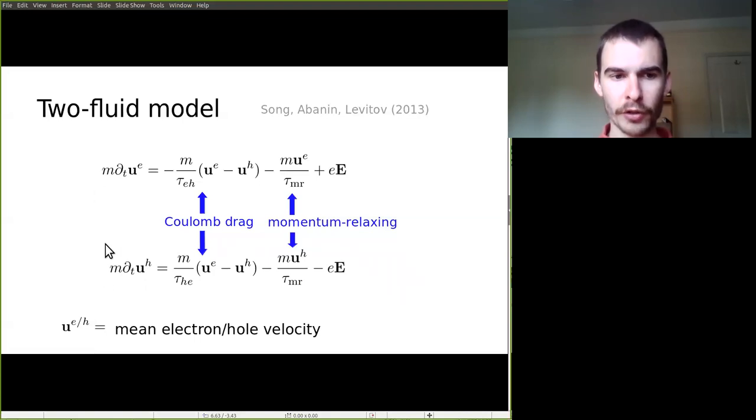And we write down the two evolution equations for these mean velocities, and you get 3 terms on the right-hand side. The Coulomb drag term, which switches on when the electron and the hole fluids have different velocities and exert drag on each other. There's the momentum relaxing term, which is just like a Drude-like term. And finally, we've got this driving term due to the applied electric field.